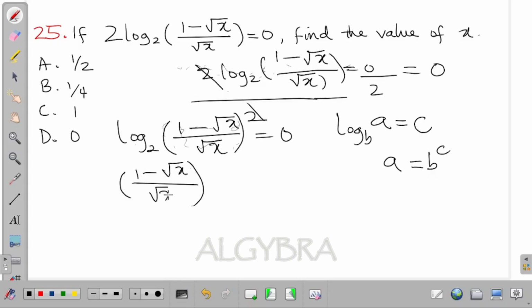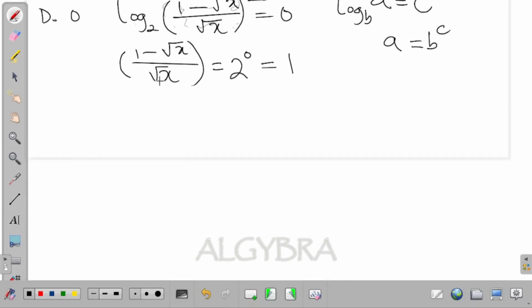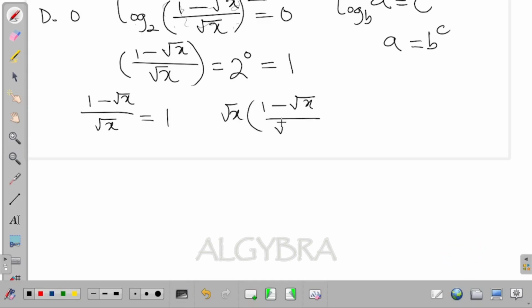So we have that 1 minus square root of x all divided by square root of x is going to be equal to 2 to the power of 0. And we know that 2 to the power of 0 is equal to what? 1. Whatever to the power of 0 is still 1. So the left hand side, 1 minus square root of x all over square root of x, is equal to 1. Now we can multiply both sides by the square root of x.